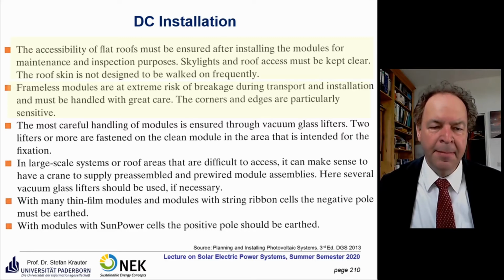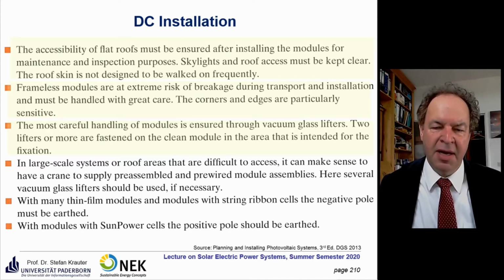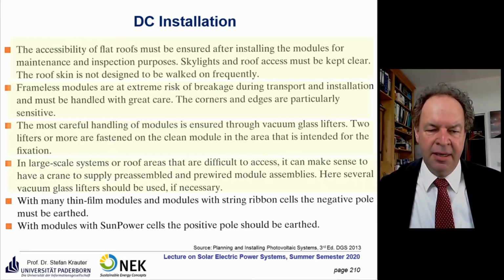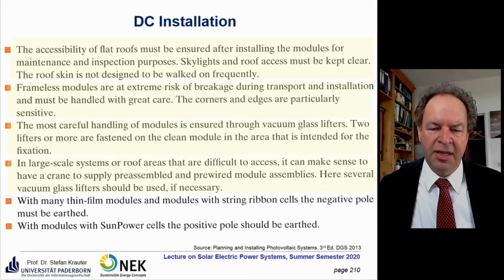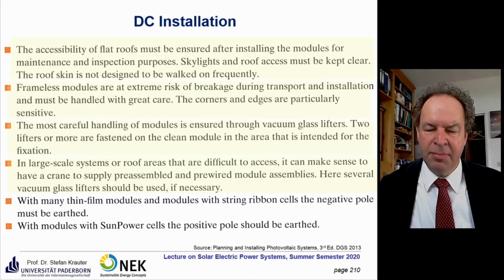I think that's clear. The most careful handling of the modules is ensured through vacuum glass lifters. These lifters, two or more, are fastened to the clean modules in the area intended for the fixation. If you are in dusty areas, you have to make sure that the glass area is cleaned beforehand, otherwise these vacuum glass lifters won't work. In large-scale systems or roof areas that are difficult to access, it can make sense to have a crane supply or robots install pre-assembled, pre-wired module assemblies.